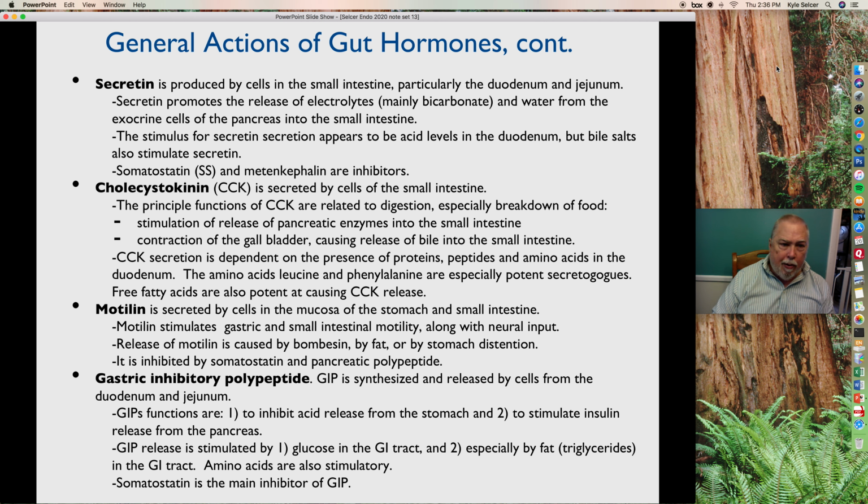Also, CCK, which is what the name implies: cholecysto means gallbladder, kinin means movement. So cholecystokinin causes contraction of the gallbladder, which releases bile in the small intestine. Bile is made by the liver, but it's there for breaking up fats. So cholecystokinin is dependent on the presence of proteins, peptides, and amino acids in the duodenum. Once those nutrients start showing up in the duodenum, cholecystokinin makes sure that the pancreas delivers the right materials to break them down.